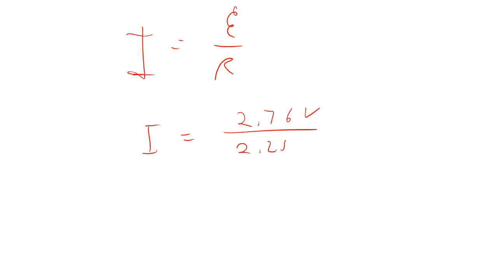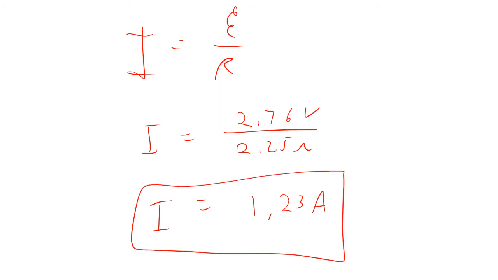Well, the current is going to be the EMF over the resistance. So the current in that coil would be 2.76 volts divided by 2.25 ohms. So the current is going to be 1.23 amps. So that is the current in that coil as the magnetic field collapses.